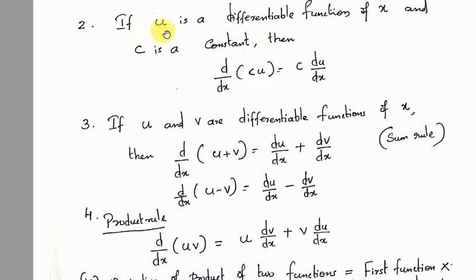Then next, if u is a differentiable function of x and c is a constant, then d by dx of cu equal c into du by dx. If u and v are differentiable functions of x, then d by dx of u plus v equal du by dx plus dv by dx. That is the sum rule. In the place of the addition, if it is the subtraction sign, d by dx of u minus v equal du by dx minus dv by dx.